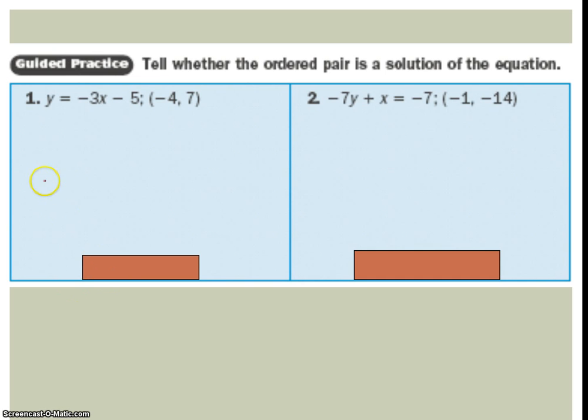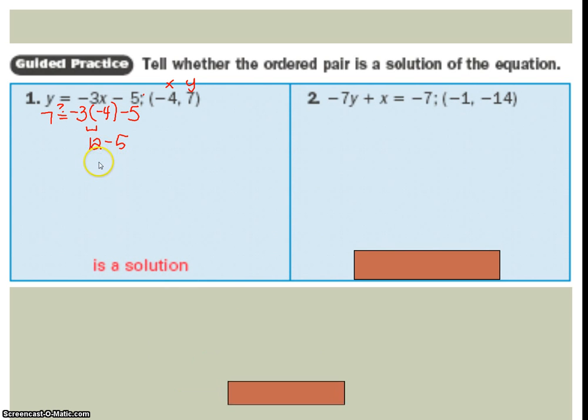For number 1 and number 2, you're going to tell whether the ordered pair is a solution of the equation. Here's those parentheses I was talking about. So this, in parentheses, is your x and your y. So you're going to plug that in to the x, put parentheses around it to still represent my multiplication. Does that equal 7? Okay, so this is kind of like a question mark. Does it equal 7? So let's multiply this side. Negative 3 times negative 4, positive 12, minus 5 is indeed 7. It is a solution because 7 does equal 7.